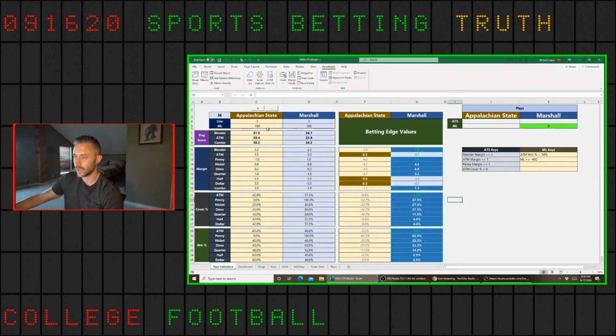Appalachian State and Marshall. App State's a favorite, but my model actually likes Marshall on the money line at plus 165, which makes a little bit of sense. Spread's right in line with what the model's projecting, though.